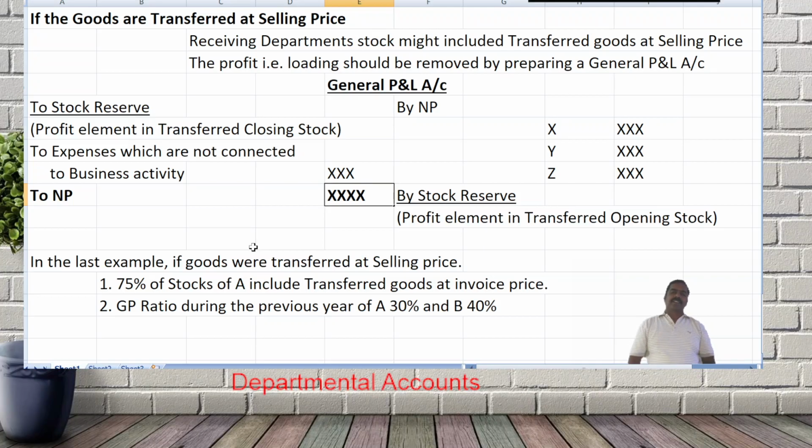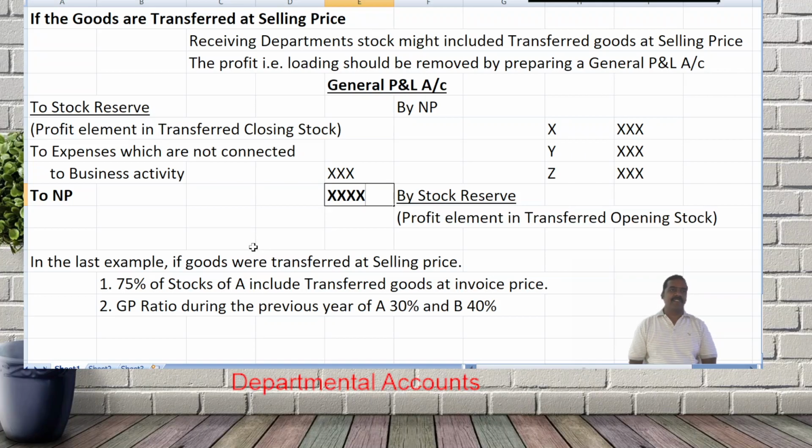Okay, listen. Why should department A transfer to B at selling price? Let's assume I am in charge of the spinning factory and you are in charge of the weaving factory. I manufacture goods at cost. If I transfer at cost, and the amount includes opening stock, purchases and all expenses, my gross profit will be thin.